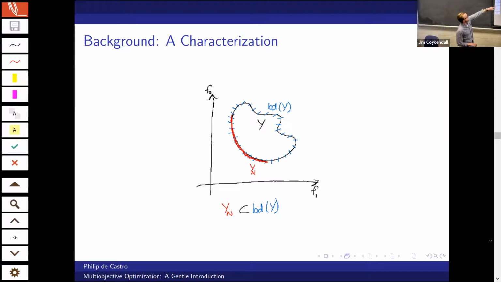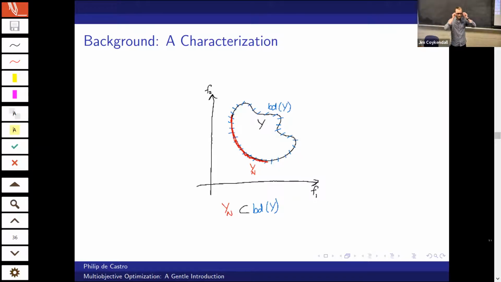But what we see here is Y, that's our criterion set. The blue that I have marked there, that's our boundary, because it's the edge of our set. And then the red, that's our non-dominated set. So that's on our boundary. And so in general, whenever we're looking at a minimization problem for a multi-objective problem, we always know that the non-dominated set is going to be on the southwest quadrant of your outcome set.